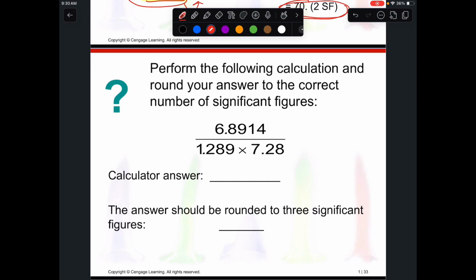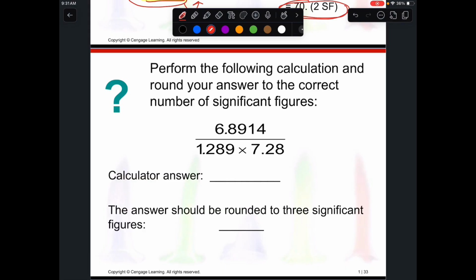We are going to look at this calculation here. We have 6.8914, and then we have divided by 1.289 times 7.28. So we're going to go ahead and first do our math, okay? So I'm going to go ahead and get my calculator. Make sure you have a calculator out for this.